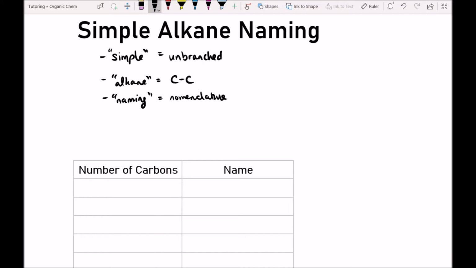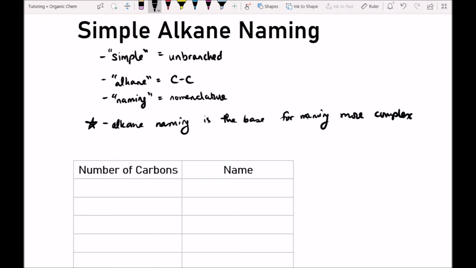So the naming system that we're using is the IUPAC naming system. And so the names that we assign to the different carbon compounds are according to a certain set of rules for that nomenclature. We're using the IUPAC nomenclature, which is by far the most common set of rules for standard naming of organic compounds. And it's important to note that alkane naming is the base for naming more complex structures. So it's important to have a good grasp on simple alkane naming before you move on to more complex structures, because the naming as well gets more complex.